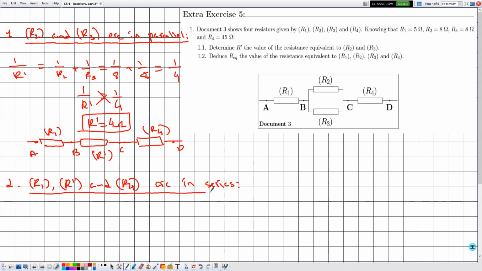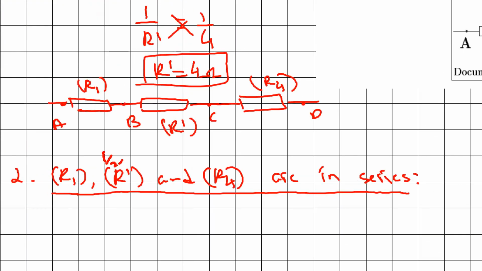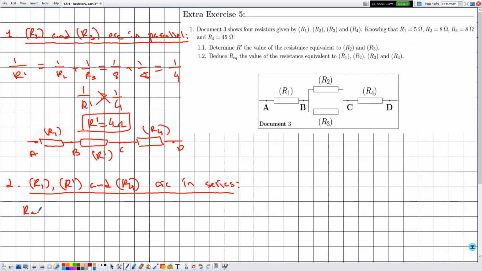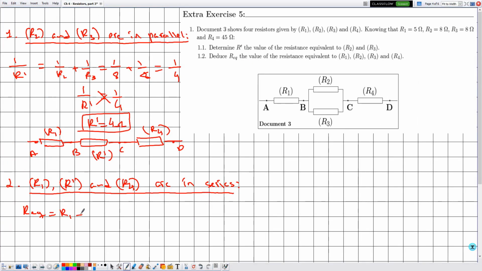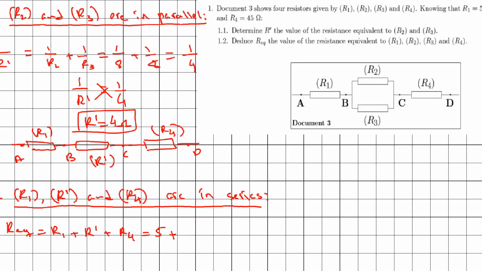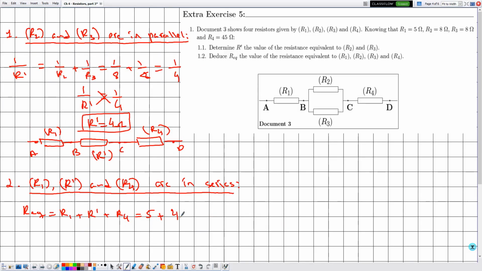As a title, so usually they give it half a mark. In this case, R equivalent, denoted by R equivalent, is equal to R1 plus R prime plus R4. The value of R1 is given by 5. The value of R prime is given by 4. And the value of R4 is given by 45. Now plugging this on the calculator, it's given by 54.